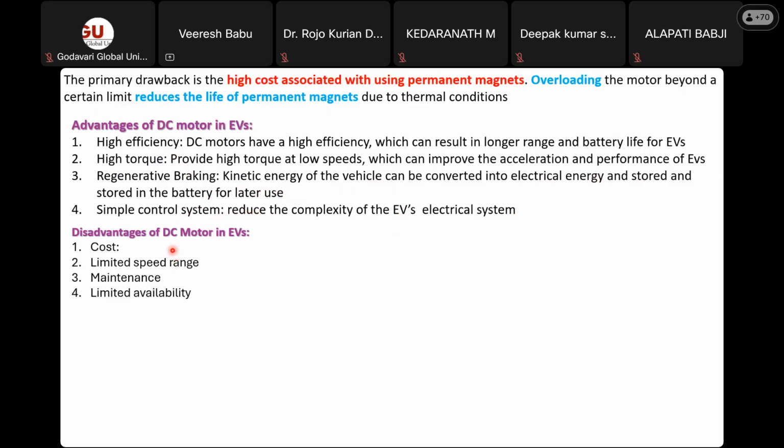Naturally, advanced technology is normally costly, and you have a limited speed range. Maintenance is a problem and limited availability is there. These are some of the advantages and disadvantages of it.